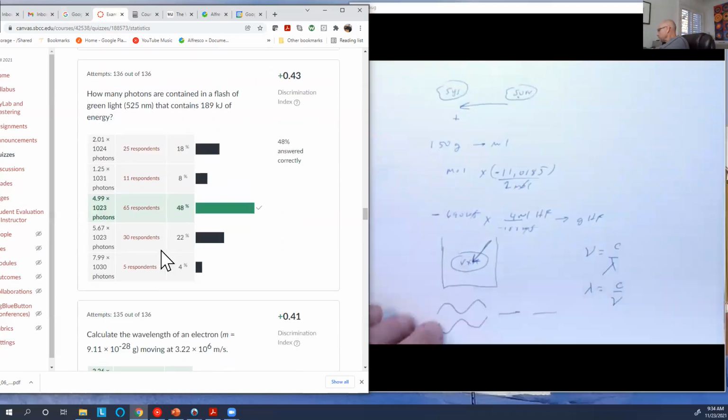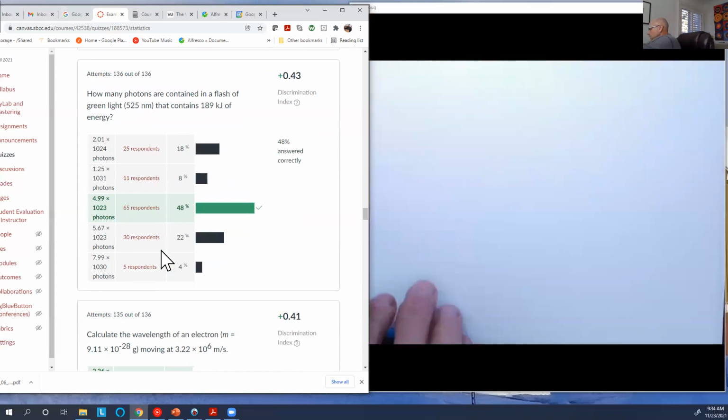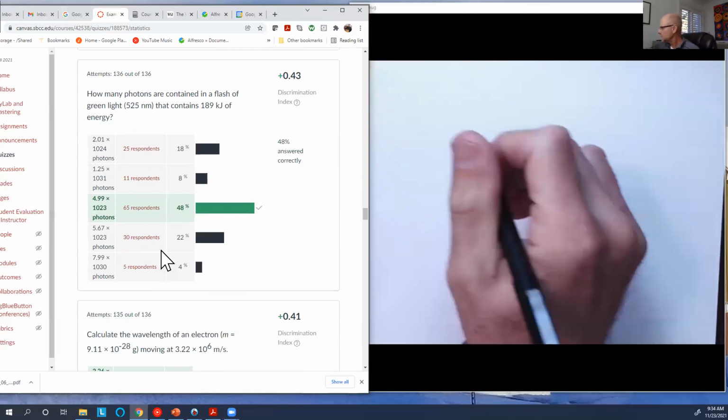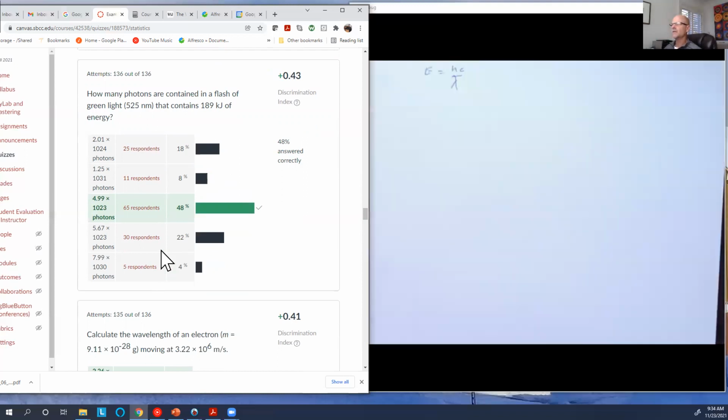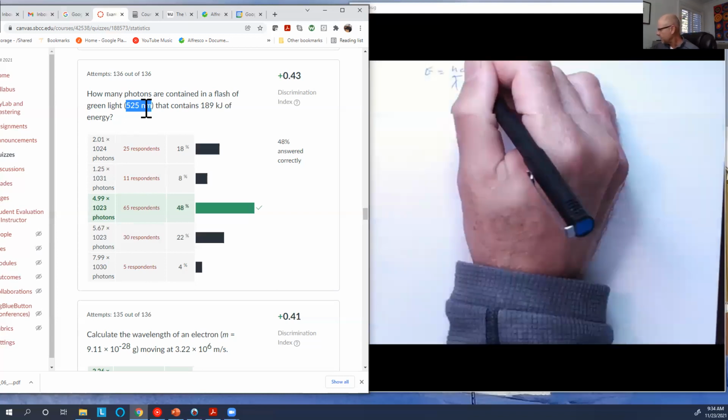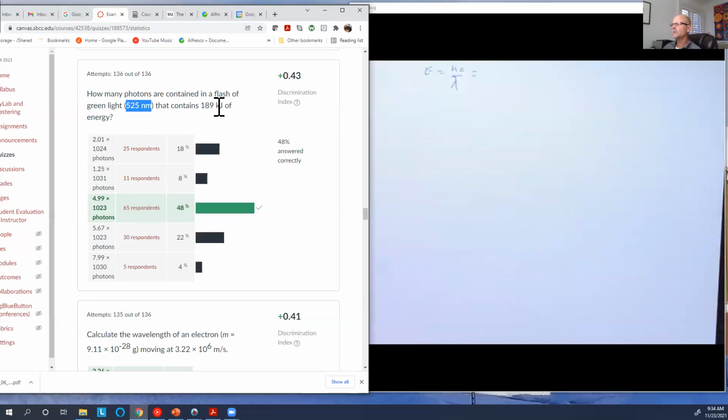For this problem, you want to figure out the number of photons contained in the flash of green light that contains a certain amount of energy. So the first thing to do is to use the equation E is equal to hc over lambda. And that's going to give you the energy of one photon of this wavelength, right? The wavelength is 525 nanometers. And then whatever you get for that, you take 189 kilojoules, which is the total amount of energy, and you divide by the energy for each photon, and that'll give you the number of photons. So it's 4.99 times 10 to the 23.